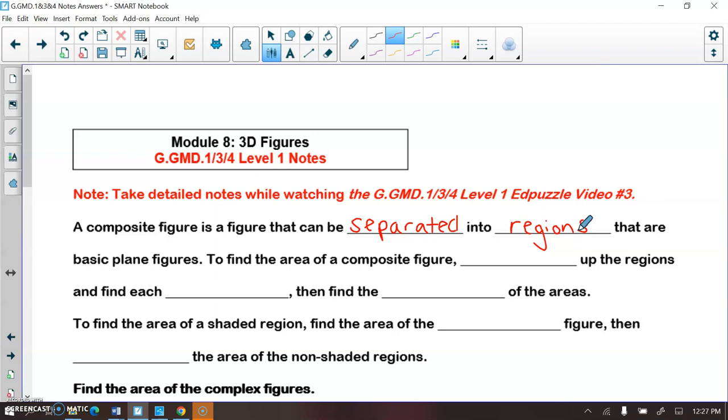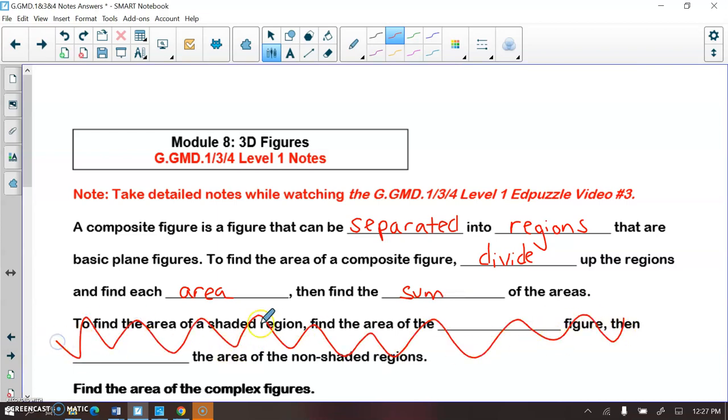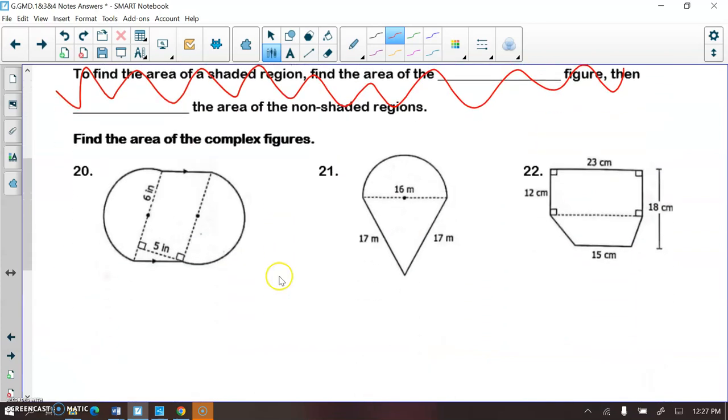To find the area of a composite figure, we are going to divide our figure up into the regions and find each area. Then we're going to find the sum of all the areas. When we find the area of a shaded region, this is the same thing. Yours is fixed, but mine's not. All right, so let's get started.